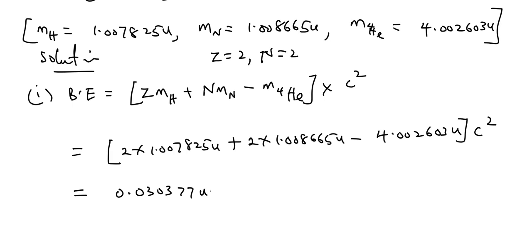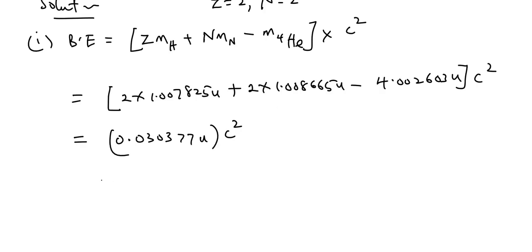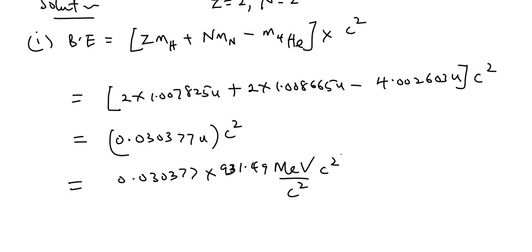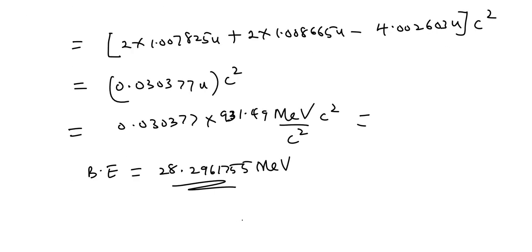Then since we said 1 U is 931.49 MeV per c squared, with this c squared, this c squared will cancel the other c squared. If you multiply the two values you obtain that the binding energy is 28.2961755 MeV. So your answer will be only in MeV.